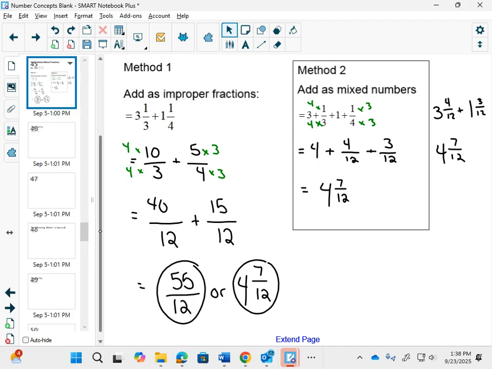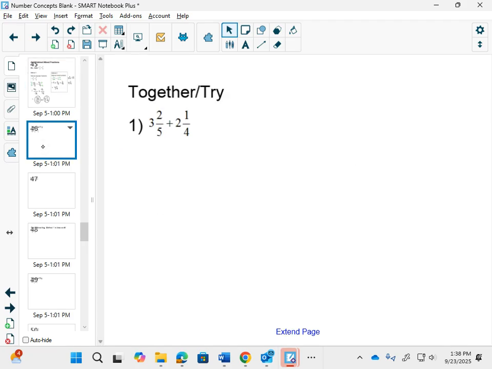So you see that work? Yeah? Okay, awesome. Thank you. So we're going to do another one together. Which method do you want to do first? Method 1? You like things in order? Okay. We'll do both methods again.